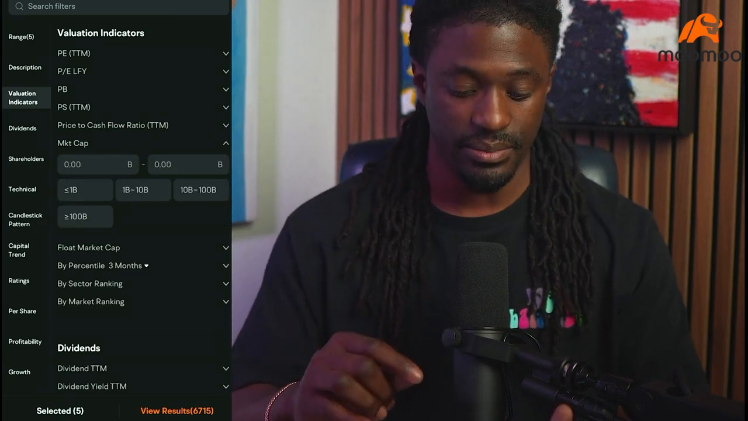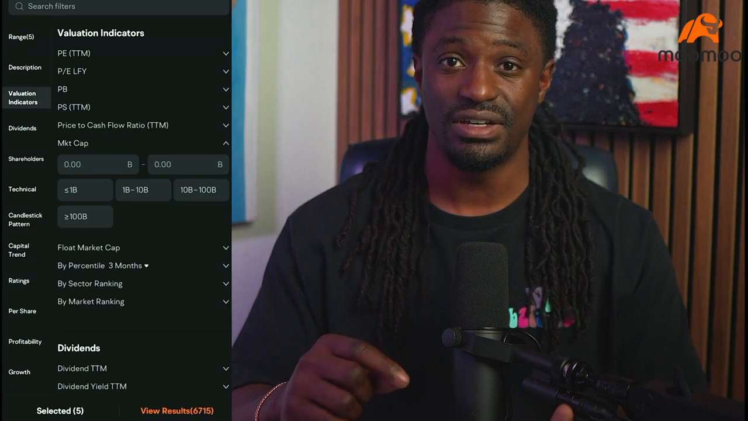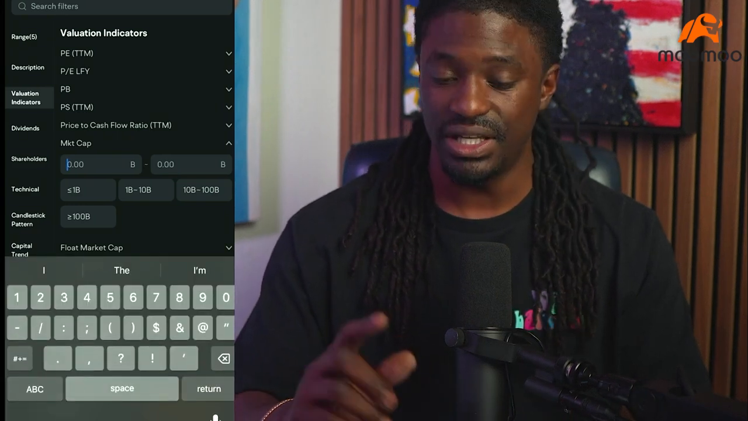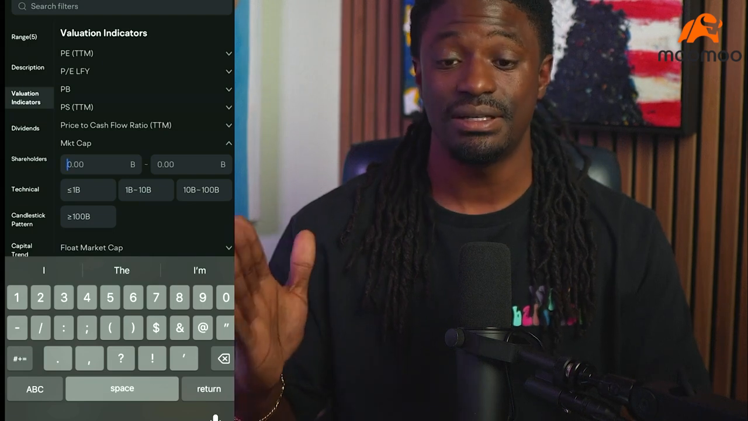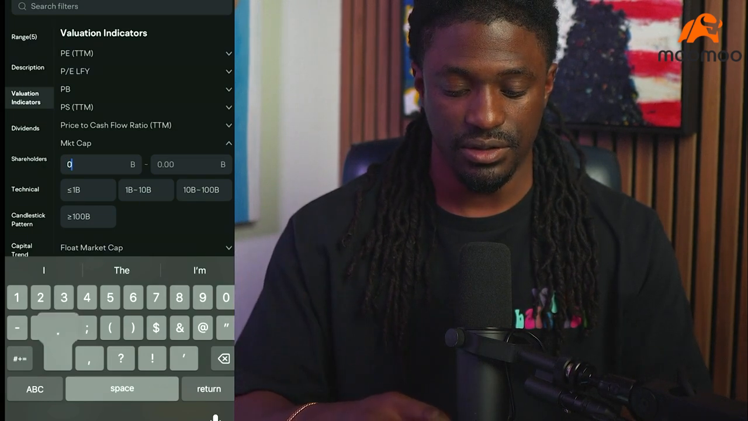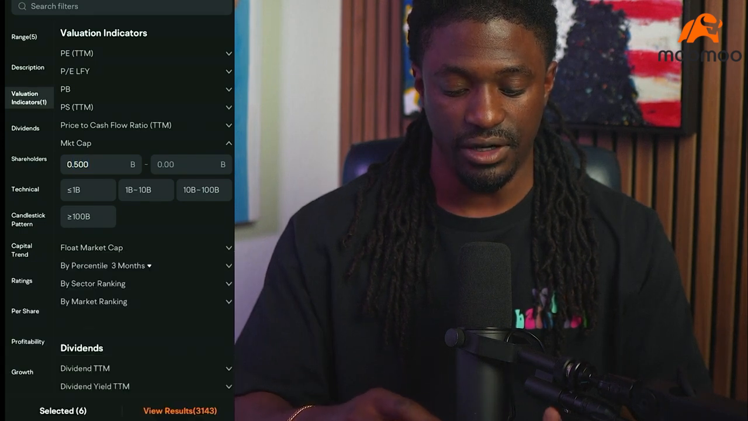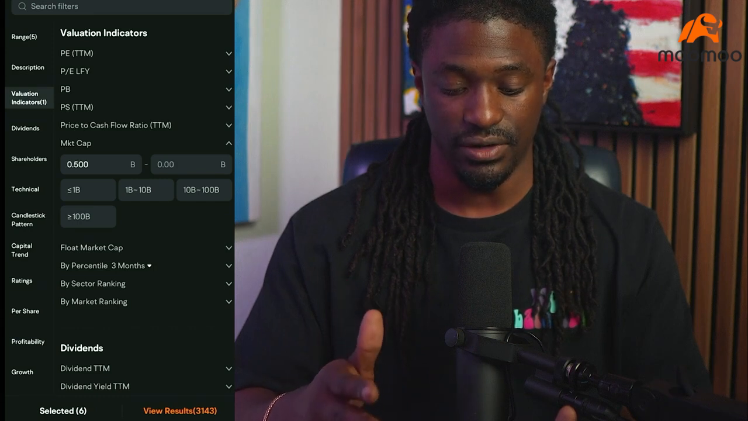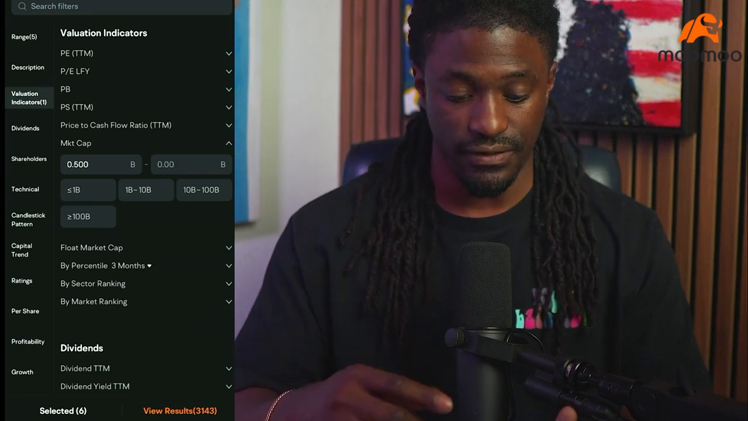So right down there at the bottom, it says view results 6,715. We're going to click this and change it to anything over $500 million, which is still a very low market cap. In fact, let's type in 0.5. That's going to be $500 million. So it's still a very low market cap, but it did eliminate all the penny stocks. It's down to 3,143.